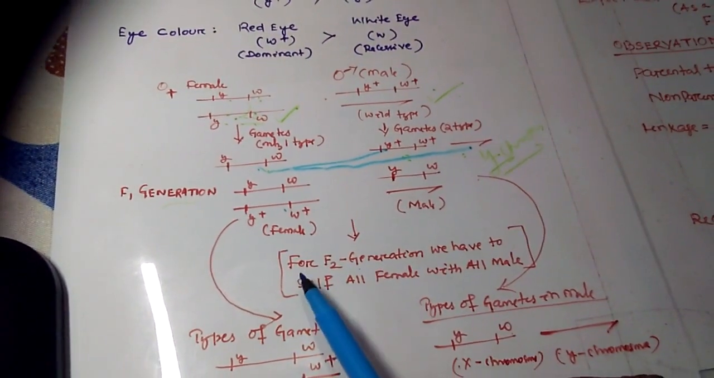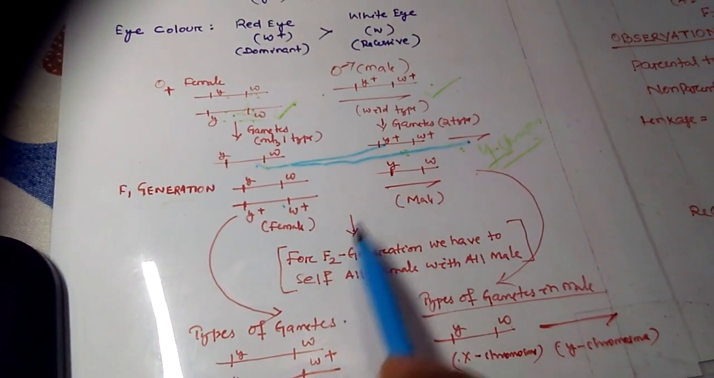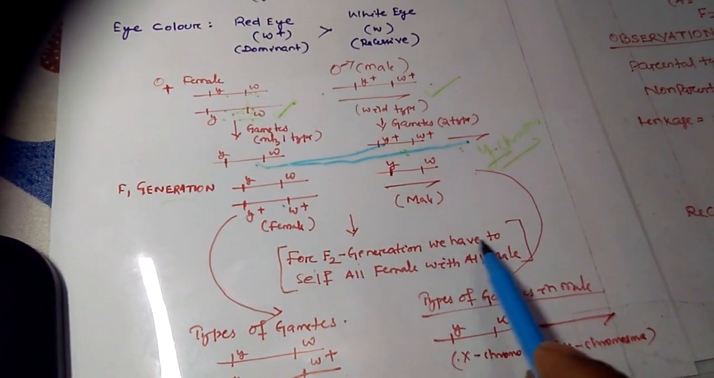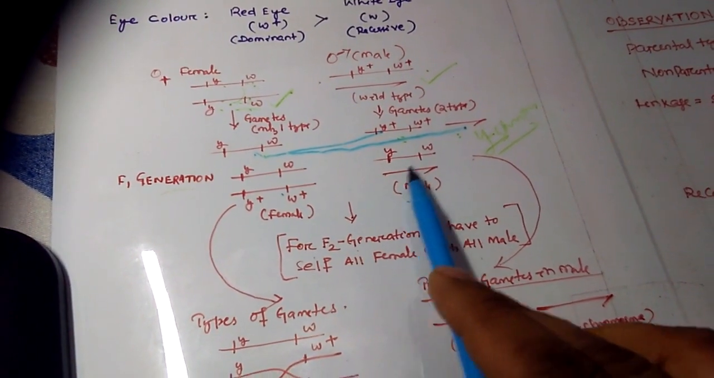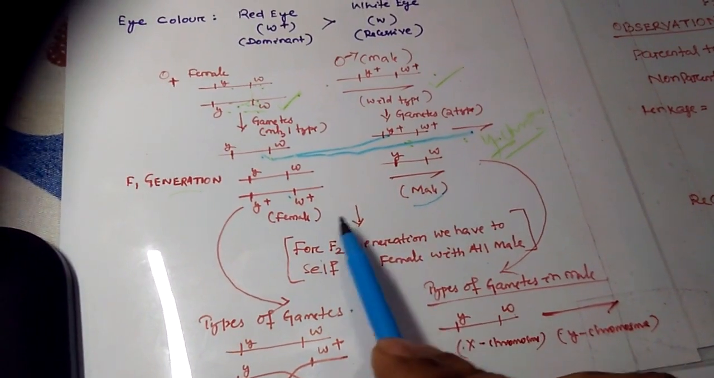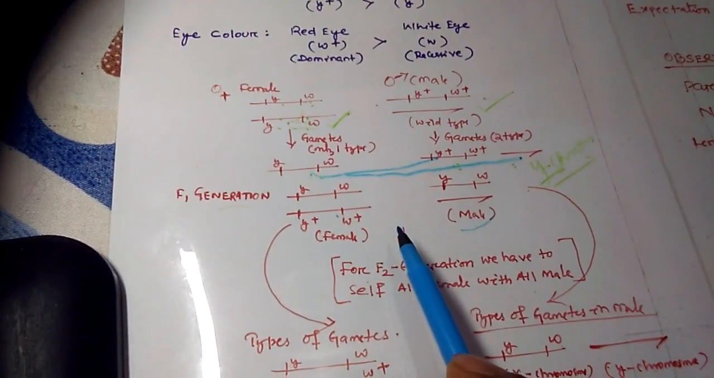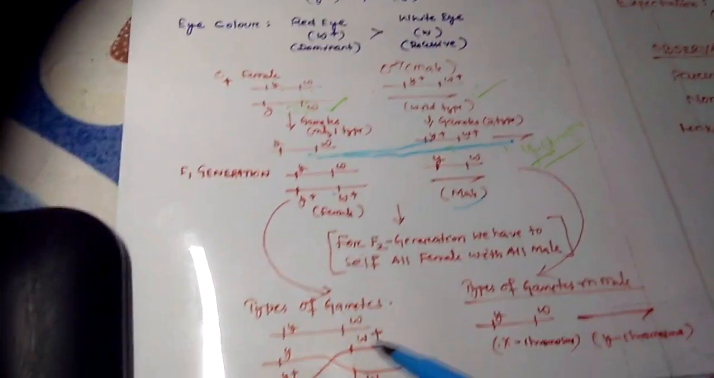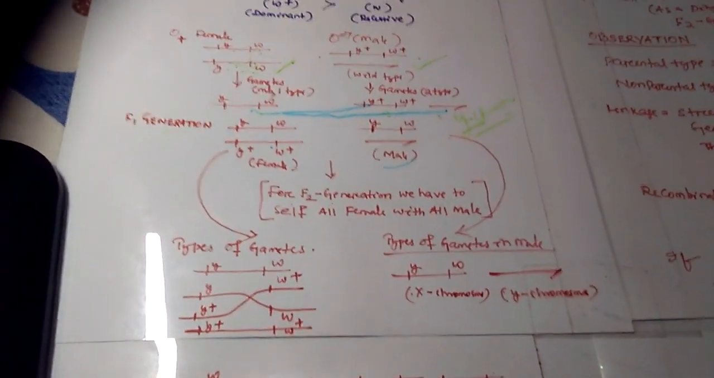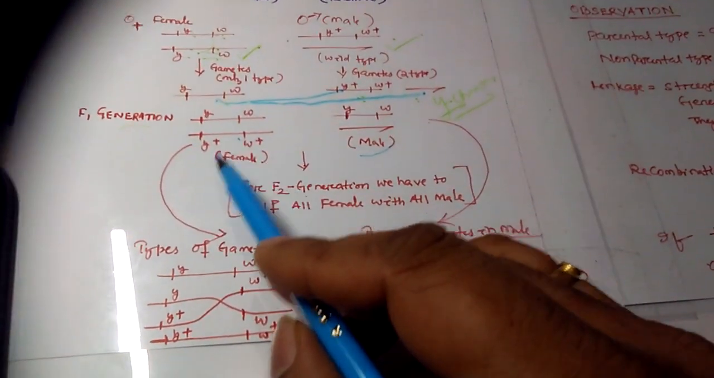Okay, so now what we have to do is self both. For the F2 generation, we have to cross all the females with all the males. Whatever males you got, not only one, you have to think that you will get some 300, 400 or 500. So you have to mate both. Once you mate both, you have to understand what types of gametes you will get from the female.